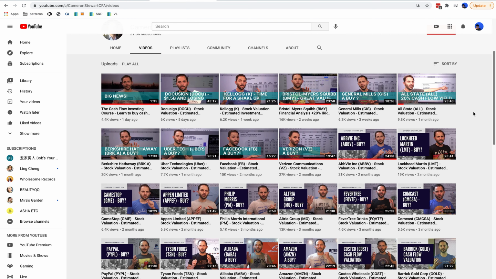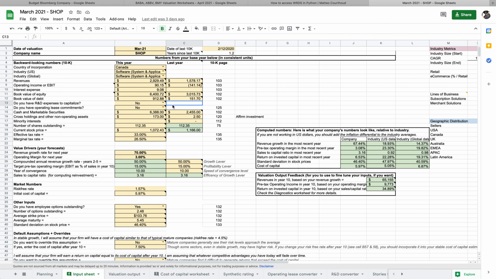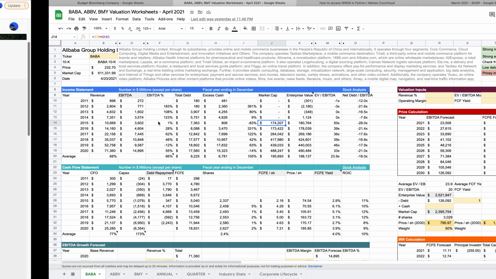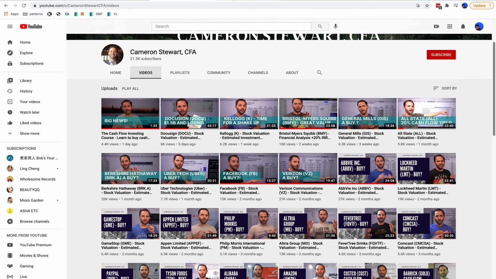And so I have basically created, so he has his own Excel sheets that he works off of. I've basically created the same version of that, but in Google Sheets. And so this is what I've been using recently for some of the latest companies that I've started to look at.